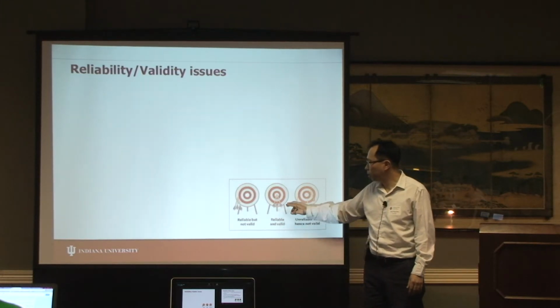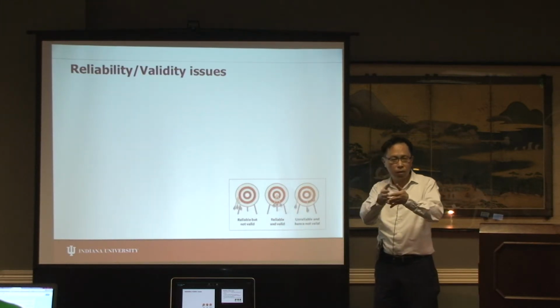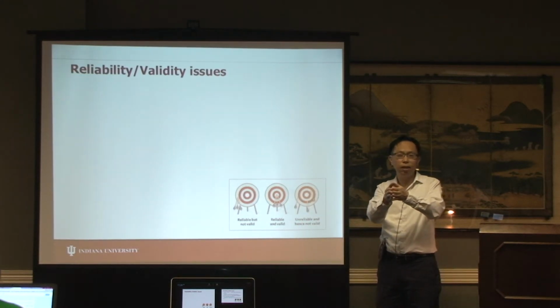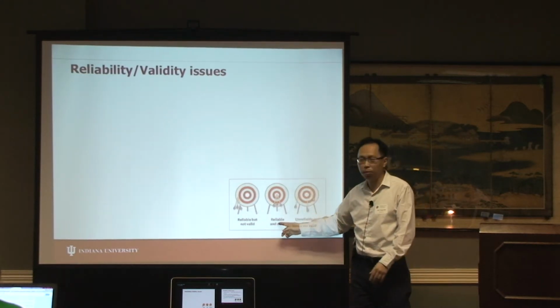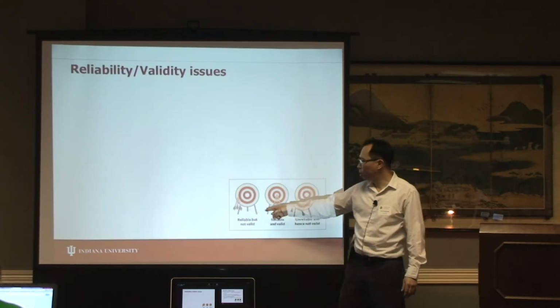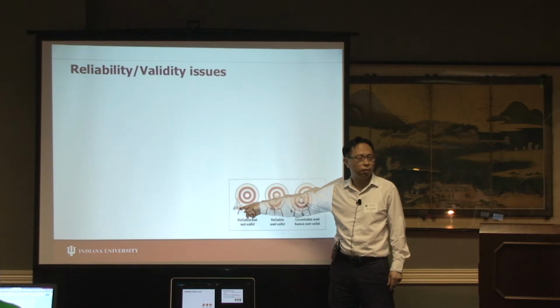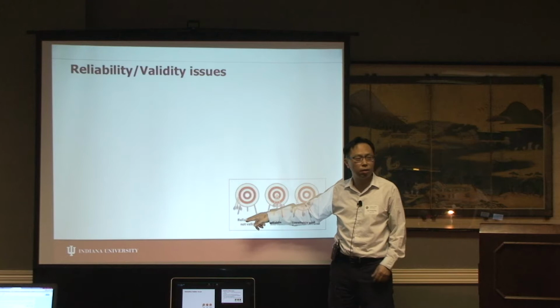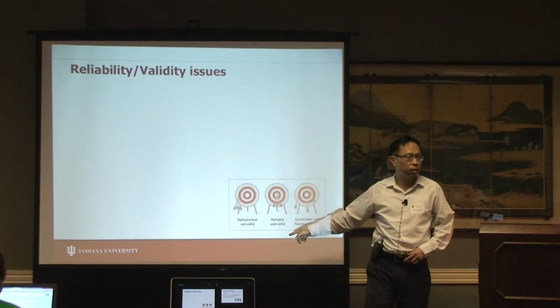This one, all the arrows are in the same place. And that place is the bullseye, right? Okay, so now it's reliable and valid. But this one is a little trickier, right? You got very consistent, but it's really off target, right? So that's reliable, but not valid, right?